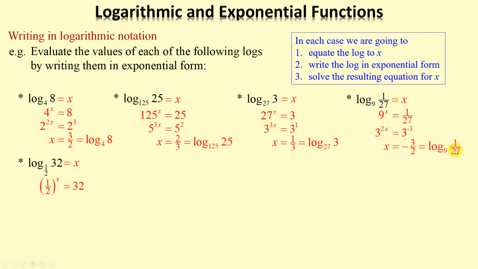Note that a log can be equal to a negative value. You just cannot have log of a negative value. This one here, once again, we're going to have a negative exponent to invert. So 2 to the negative x equals 2 to the 5. That gives us x equals negative 5, which is therefore log of 32 to base a half.